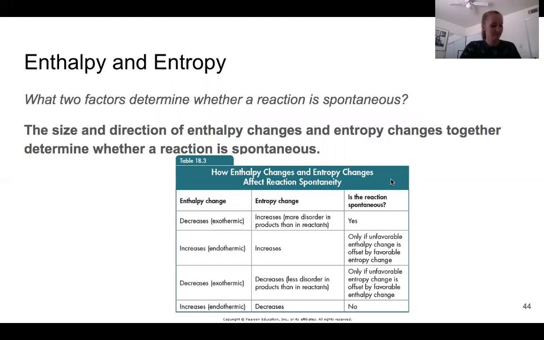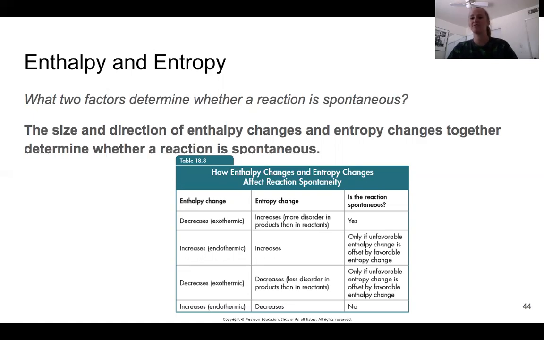All right, so we have number 55. Quick thing before we go into this. Entropy, if you remember, we literally just talked about it. Entropy is the measure of disorderness or the amount of randomness. And enthalpy, if you remember from chapter 17, is the change in heat. So the size and direction of heat changes and randomness changes together determine whether a reaction is spontaneous.